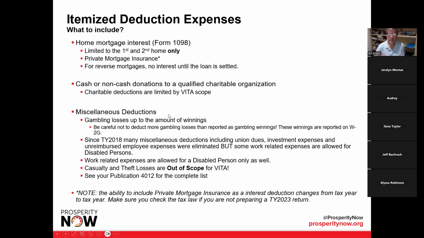We may see some gambling losses, or we do see quite a bit of gambling winnings. And almost in all cases, the gambling losses are equal to or greater than the actual winnings. So those can go on the Schedule A. But again, if they don't have enough of other stuff, chances are they're not going to be able to write that off. Again, with 2018, a lot of the miscellaneous stuff that would go on Schedule A, union dues, investment expenses, unreimbursed employee business expenses, are no longer deductible. There are some other items, casualty and theft losses, that's out of reach for VITA.